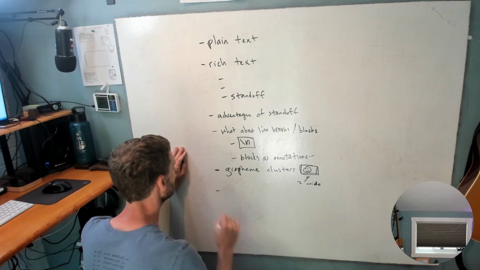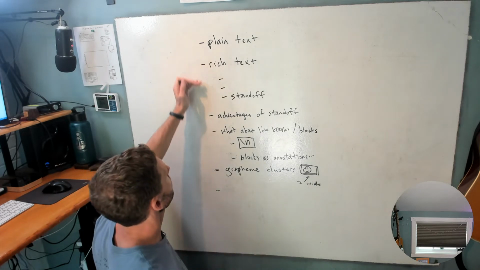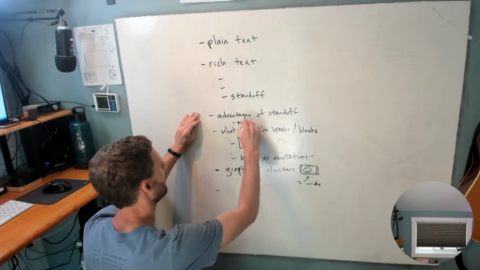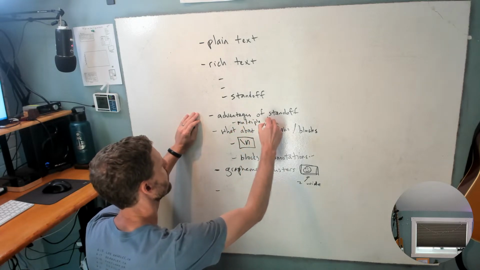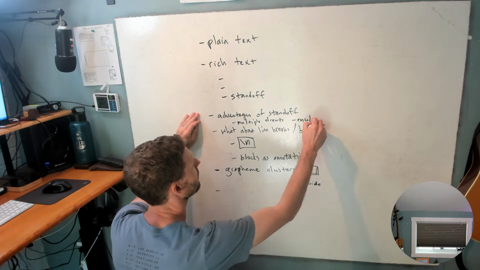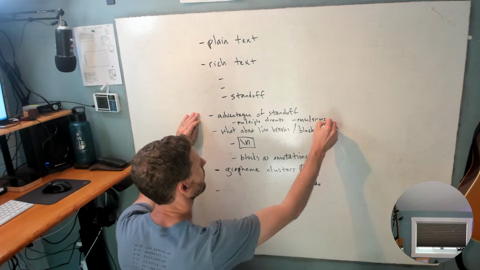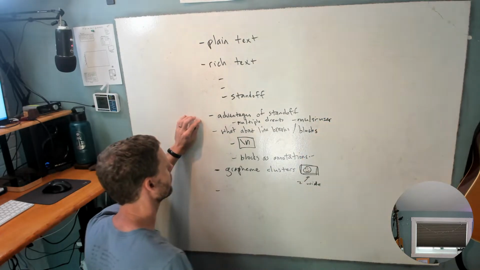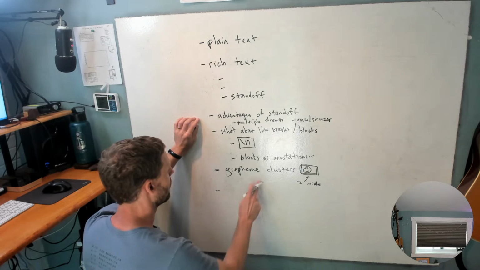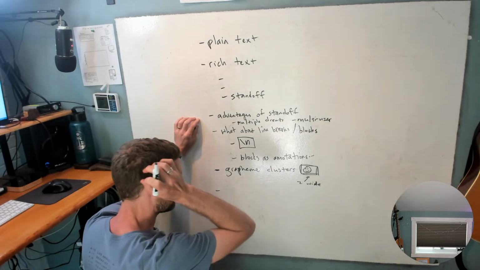And finally, let's see. So we've got plain text, rich text. We've got advantages of standoff. This is where we could really show the multiple clients. I'm interested in doing a multi-user application where each different user has a different set of annotations that is unique to them. Grapheme clusters, line breaks, blocks.